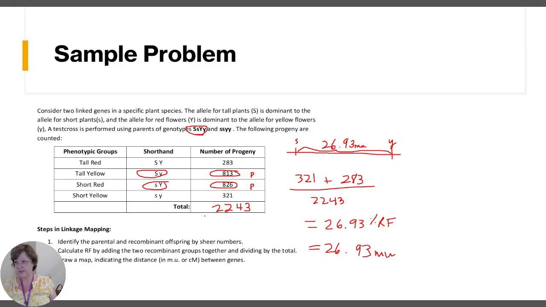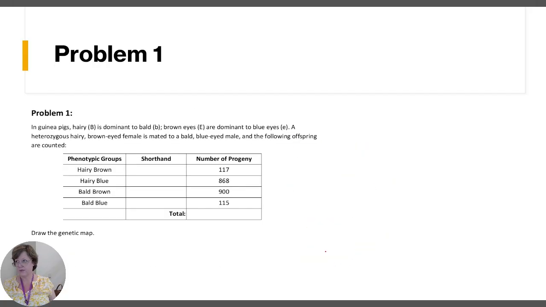Okay, so you add together all the offspring that you counted in your cross. Then you add together the two smallest number groups, because those are the recombinant groups. They got a crossover chromosome from the heterozygous parent. And then you add those together and divide by the total, convert to percent, then directly convert to map units that way.